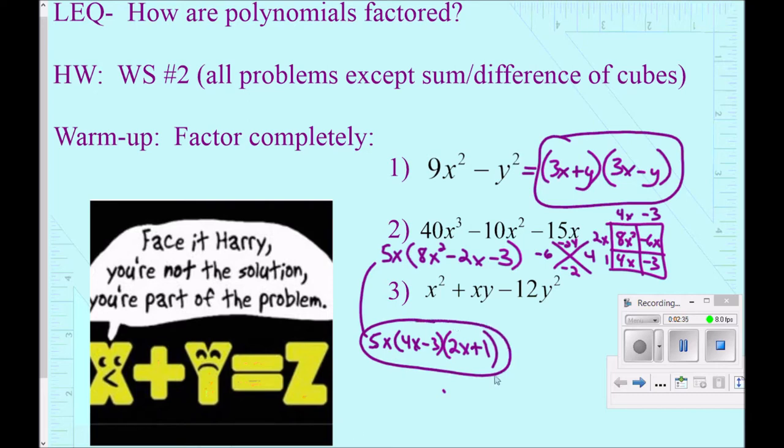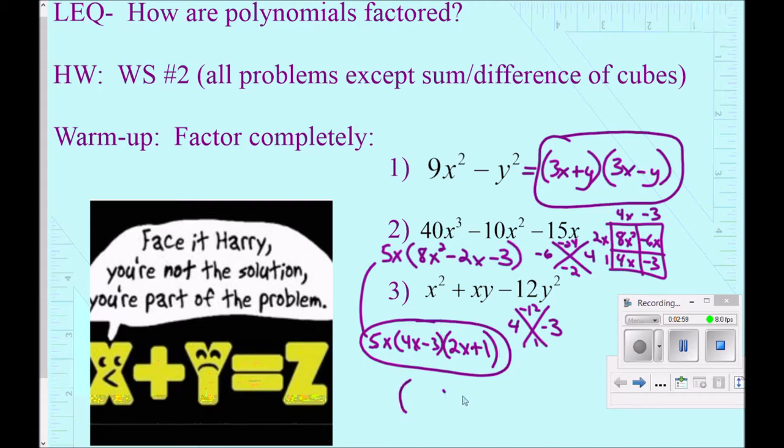Number 3, trinomial. I don't see a GCF, so I'm going to do the diamond. Negative 12 should be the top, positive 1 should be the bottom. Looks like 4 and 3, and sign should be negative on the 3 in order to add to a positive 1. This one does not have a leading coefficient besides 1, so I'm going to go right to the answer.